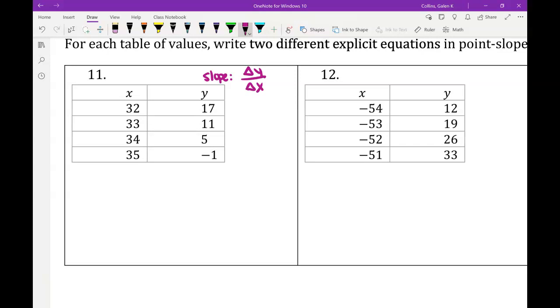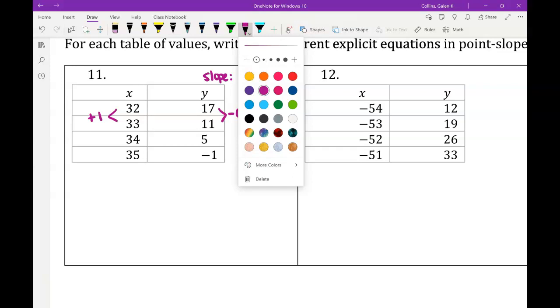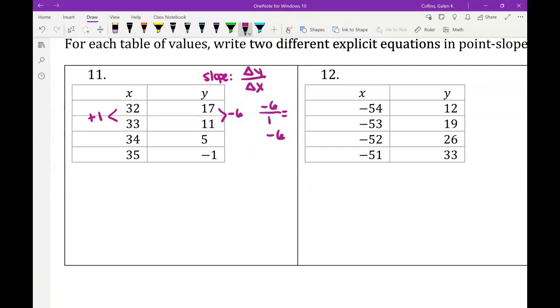So in the first 2 rows, I can see that my x values are increasing by 1 and my y values are decreasing by 6. So my change in y is -6, my change in x is +1, my slope is -6. As we discussed thoroughly in class, you could use any pair of points in the table to find that slope, and you don't have to use consecutive rows in the table, meaning one then the one beneath it. But either way, when you simplify, you're going to get -6 as your slope.